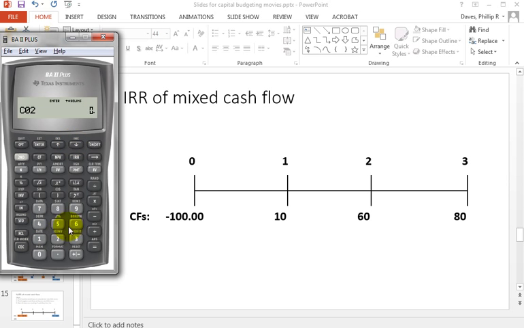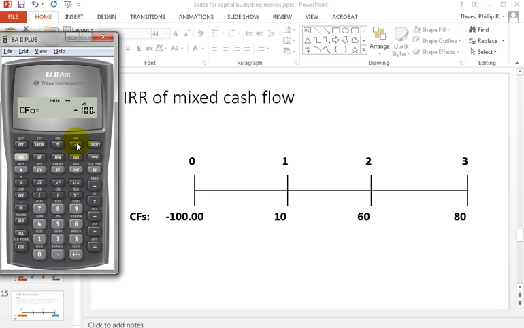We're going to have $60 for the second cash flow. Enter. Its frequency is 1 already, and it's already entered. $80 is the cash flow for the third one. We hit enter, and then down arrow, its frequency is 1. And then if you hit the down arrow again, it asks you if you want a fourth one. We don't want a fourth one, and so we don't want a frequency there either.